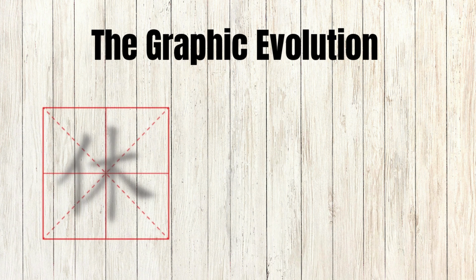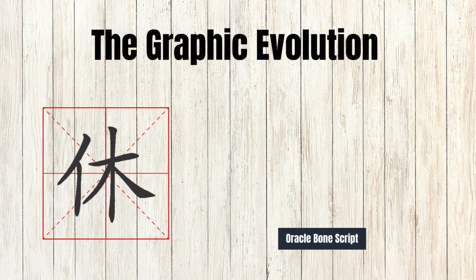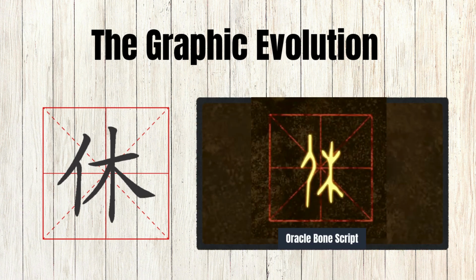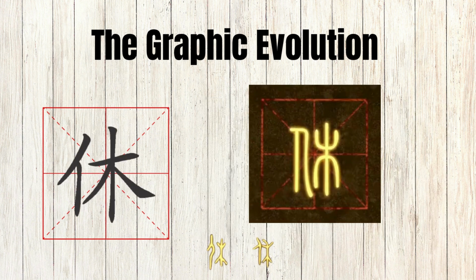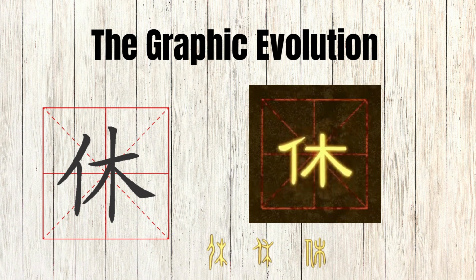Now, let's take a look at how this character has evolved. In ancient Oracle bone script, it looked like this: a person relaxing under a tree. Over time, it transformed and simplified, and finally became the modern character we see today. Can you recognize it now? Let's learn how to pronounce it.